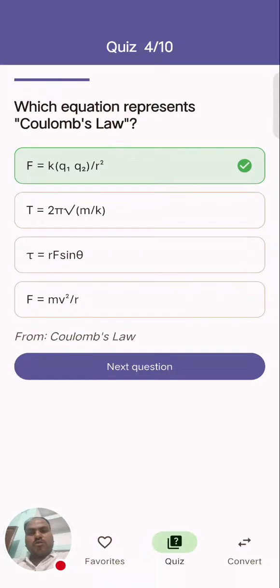Q1 is charge 1 for the body, Q2 is the second charge, and R is the distance between both charges. R square is the distance between charge Q1 and Q2.